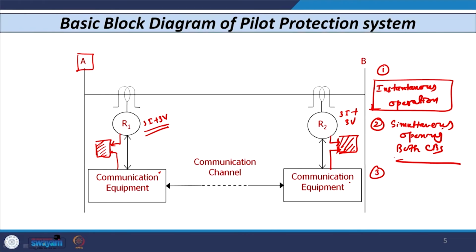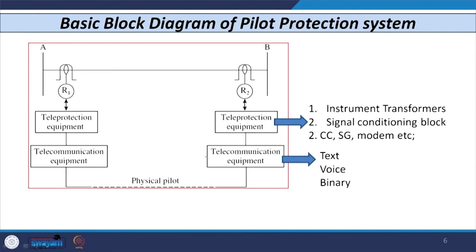So, these are all the advantages of the pilot protection scheme. Now, let us discuss what communication equipment and communication channel are used in the pilot protection scheme. If I look at the diagram, in the pilot protection scheme there are basically two communication equipment that is divided in two parts.